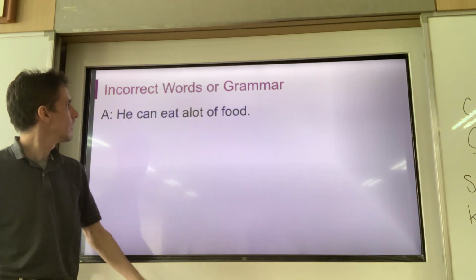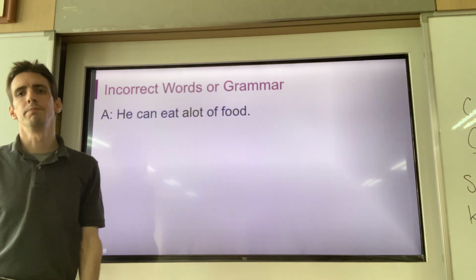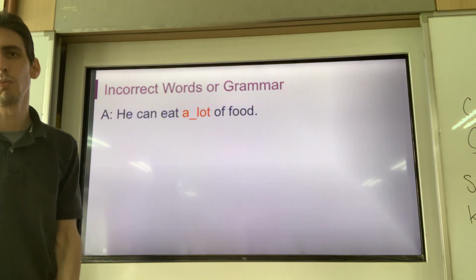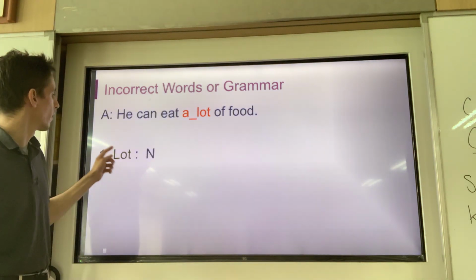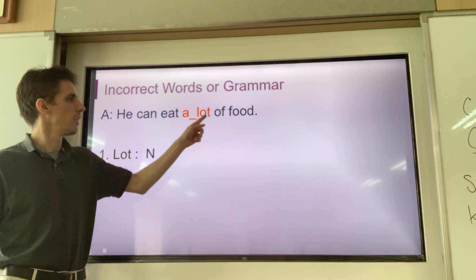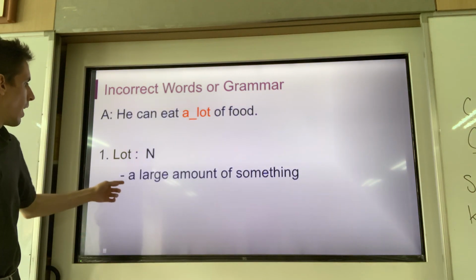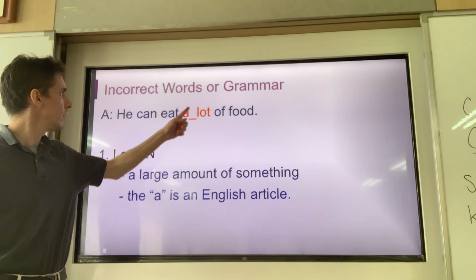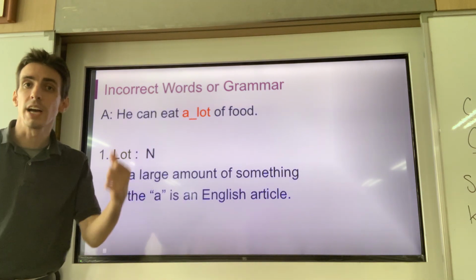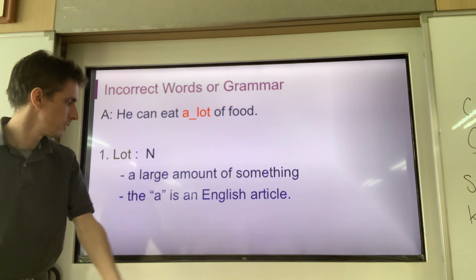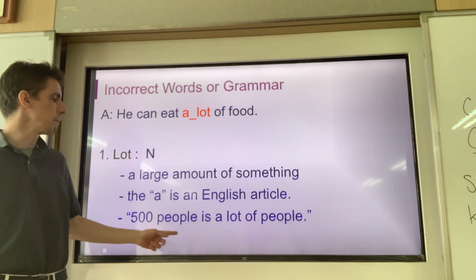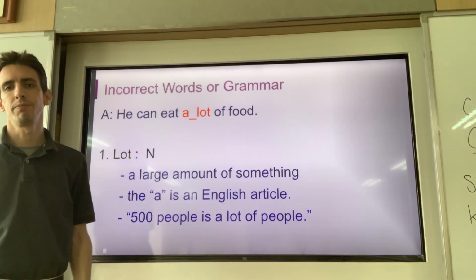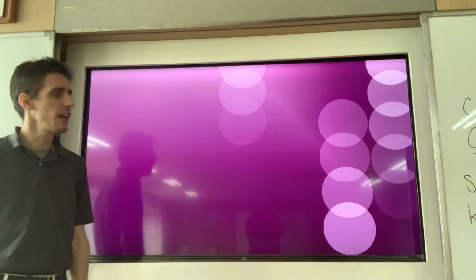Last one. He can eat a lot of food. This one is wrong, because lot is a noun, a large amount of something. So the A is an English article, a and the. So 500 people is a lot of people. Okay? All right, guys, that's it.